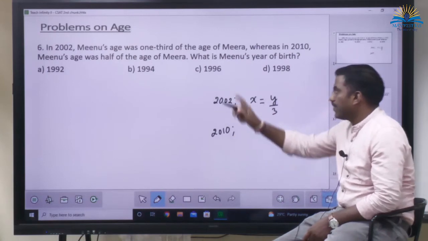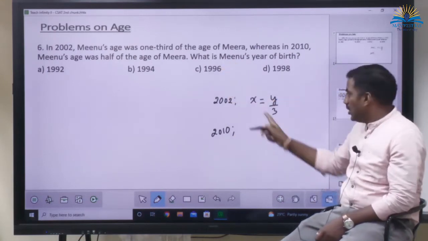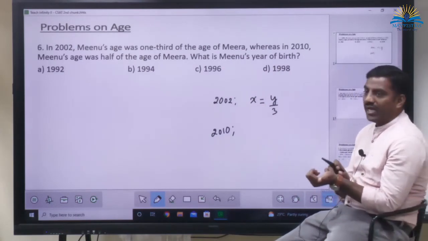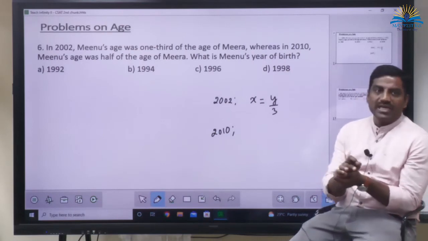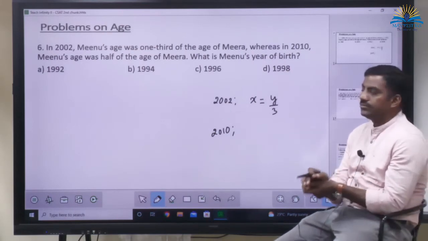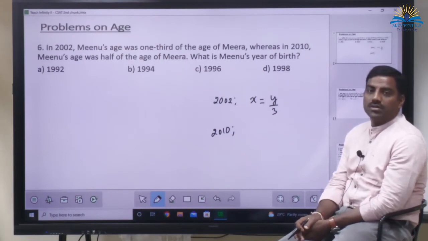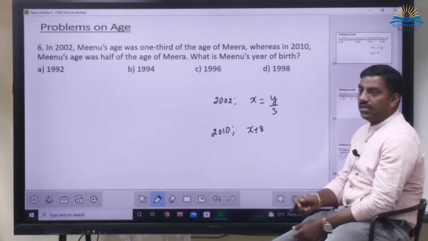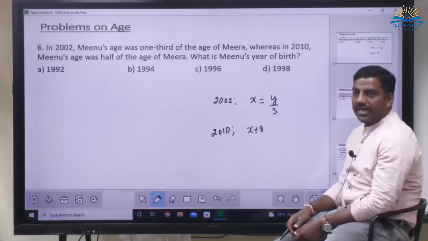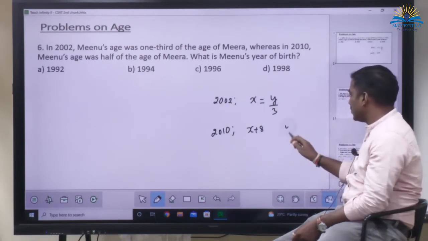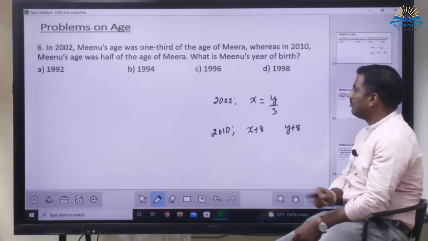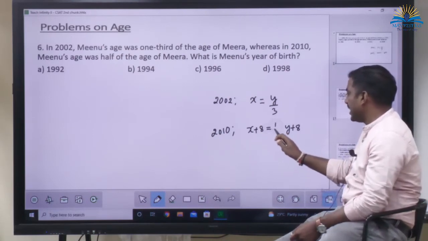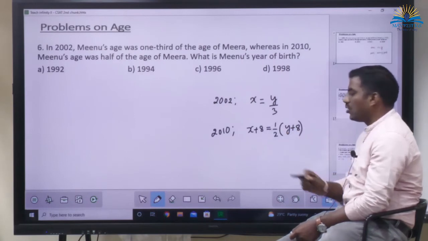Don't read the sentence, look only at this one. Minu's age is X and Meera's age is Y. In 2010, what will be the age of Minu? X plus 8, sure. What will be the age of Meera in 2010? 8 years hence, so that is Y plus 8. But Minu's age was half the age of Meera's, so can I write X plus 8 is equal to half of Y plus 8?